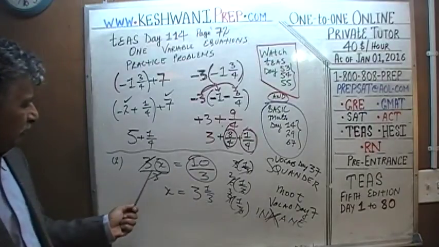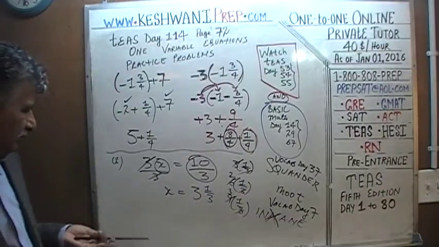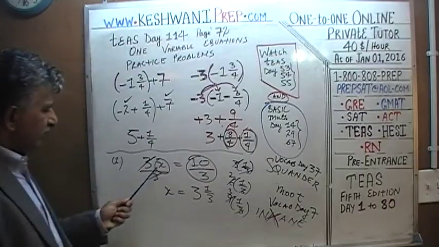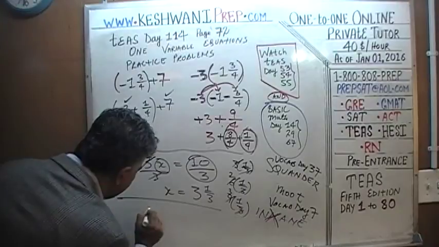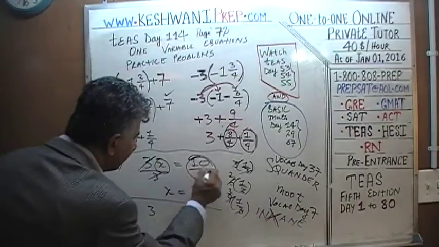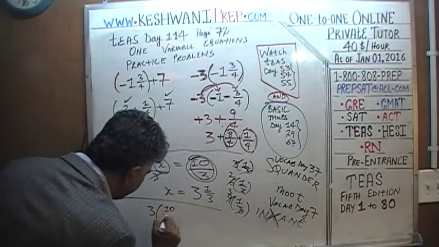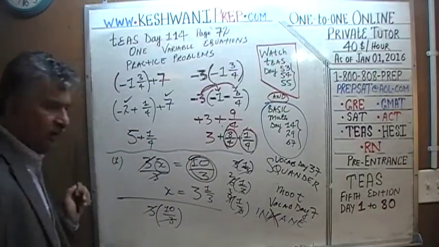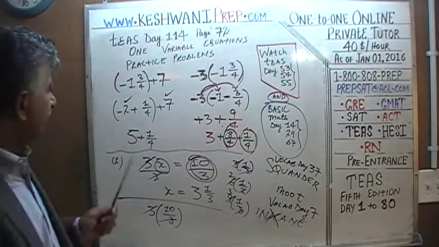We're not going to worry about verifying it, because if you wanted to, you can verify it. It's very simple. What the equation was, 3x equals 10. We are saying x is 10/3. So 3 times 10/3 has to equal 10, which it will, because 3 is going to cancel out. Let's do number 3.